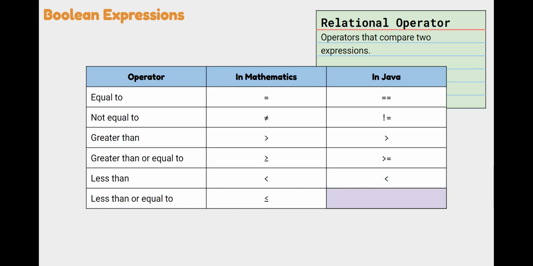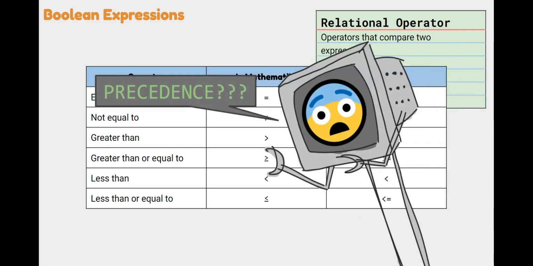Less than or equal to is the mouth opening to the right and then the equal sign. So when you look at it and read it, it reads less than or equal to. So we have 6 new operators that we can use in our code.